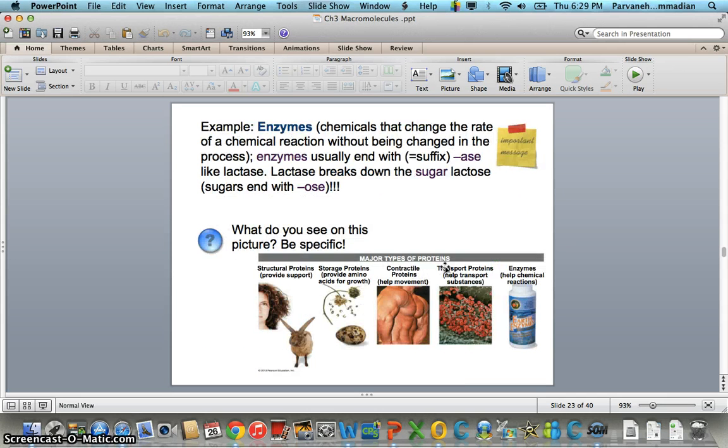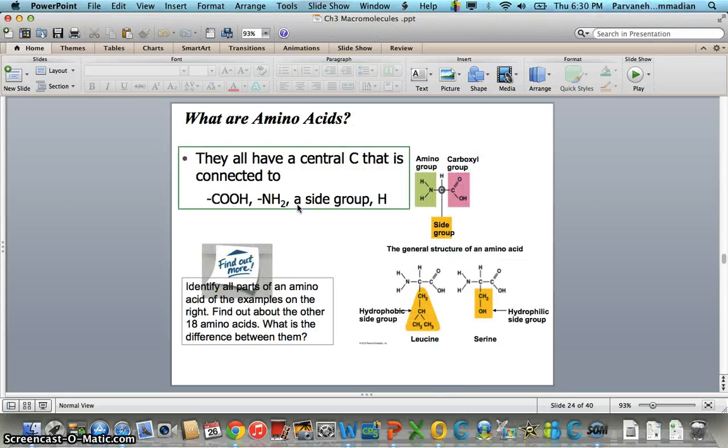One of the major proteins in our body is enzymes. Enzymes are chemicals, like catalysts in our body. They speed up chemical reactions in our system, and they're needed. The enzymes usually end with ase, so the suffix for the enzyme is ase. When you take table sugar, which is called sucrose, in order for your body to break it down to make energy from it, you need sucrase, the enzyme, to break down sucrose.